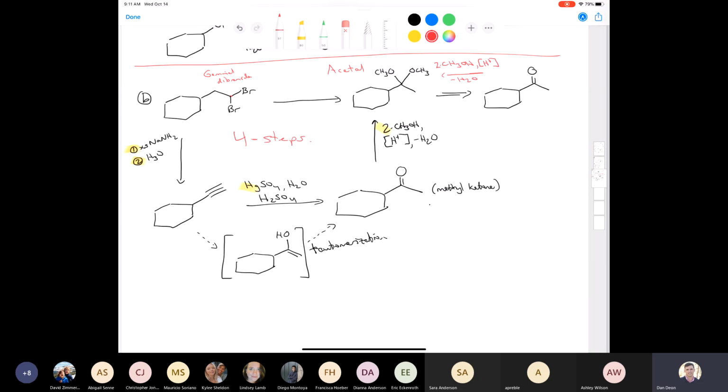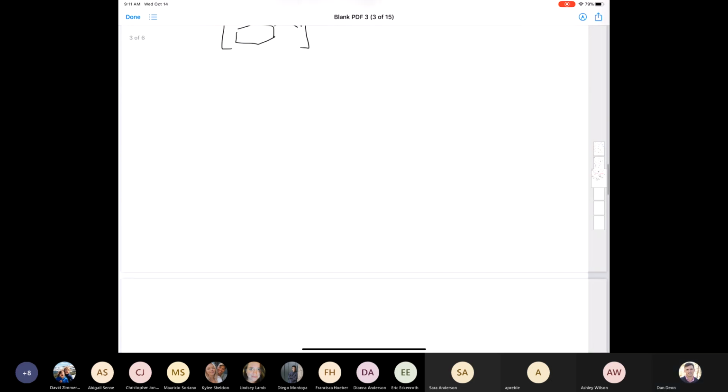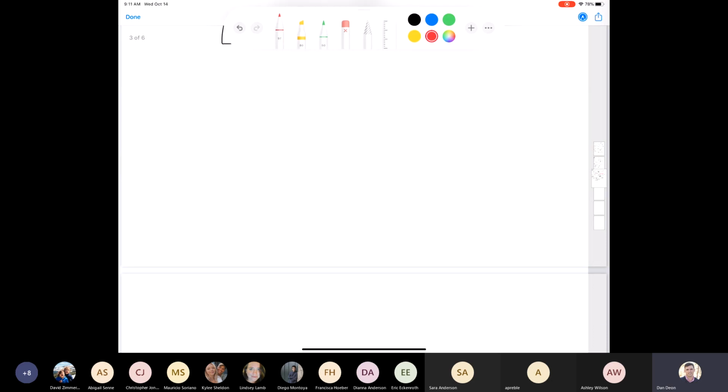Let's look at one more. This is question 19.69C. And we want to start with cyclopentene. And we want to make this molecule here with an 8-membered ring, like this. And we want to make this.